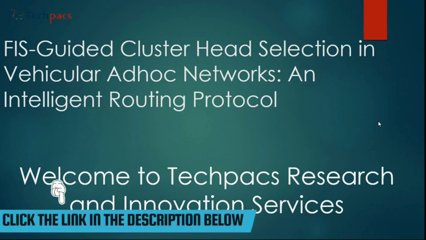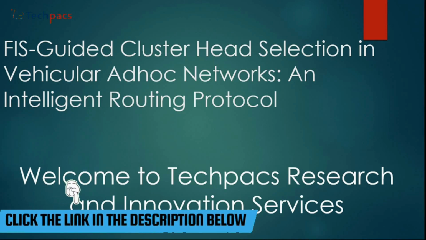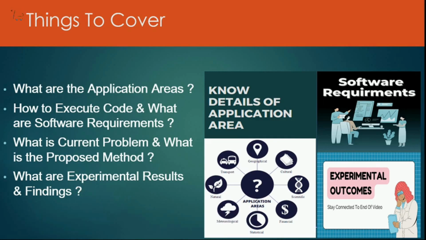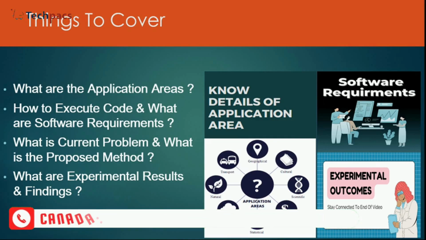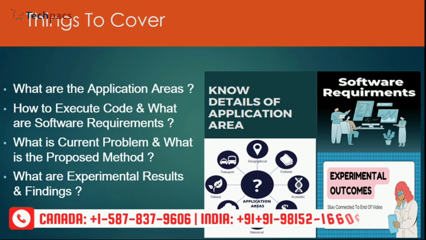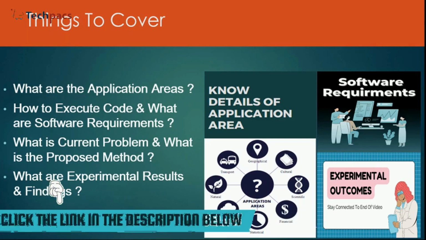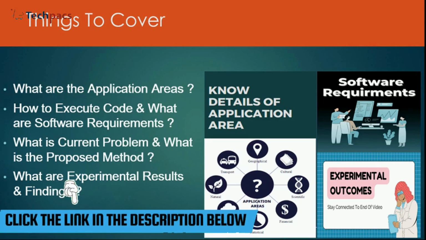Before going to the code, let's see what exactly we will cover in this video. Initially we will talk about the application areas where the designed system can be implemented. Then we will talk about the code we have designed, how to execute it, which file is to be run, and what the software requirements are to execute that. Then we will talk about what exactly researchers are doing in the same domain, what problems are identified in them, and what exactly the proposed work is. Finally, the experimental outcomes and results will be analyzed. So let's talk about the application areas.